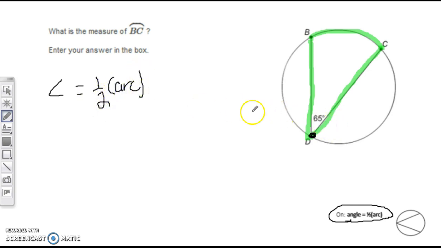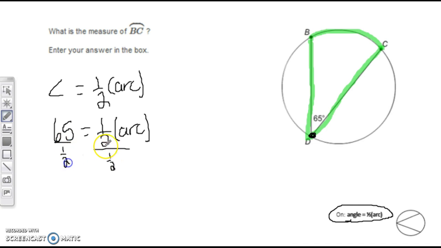So let's just plug in what we know. We know the angle is 65. That has to equal half of the arc. Since we're solving for the arc, we can either divide each side by 1/2 or multiply it by 2. It doesn't matter. Dividing by 1/2 and multiplying by 2 are the same thing. So we know that that arc has to be 130 degrees.